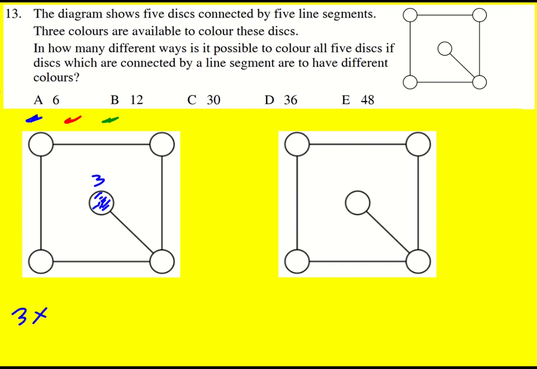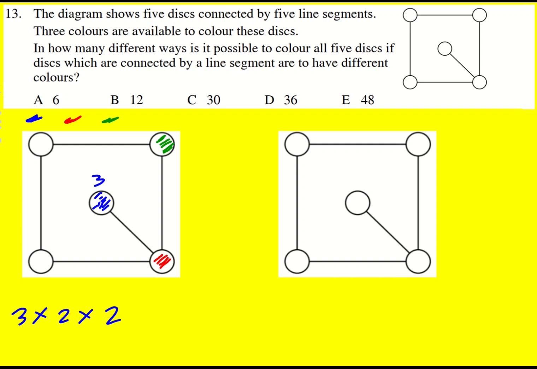So now I color the bottom right. I can't color it blue because they've got to be different if they're next to each other. So let's say I color it red, but there's going to be two options for this. And then if I go anti-clockwise, there are going to be two different colors that I could color this one with. I can't color it red in this particular case, so times by 2.